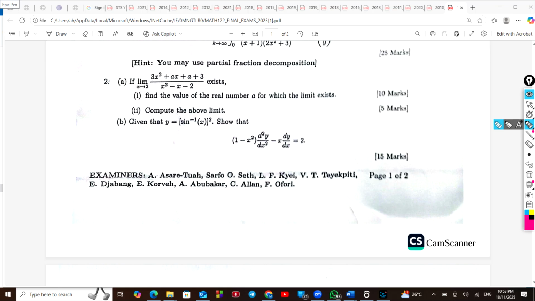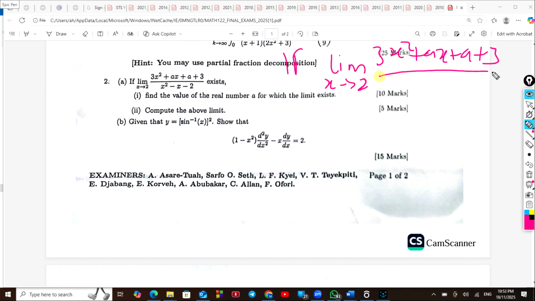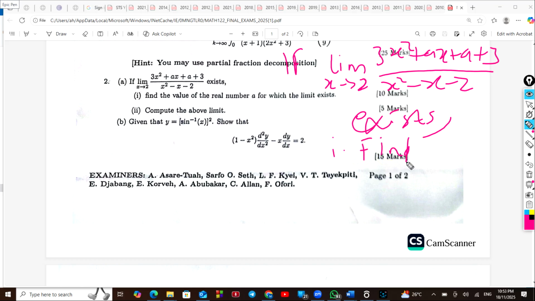The first part of the question reads, if the limit as x approaches 2 of 3x squared plus ax plus a plus 3 all over x squared minus x minus 2 exists, find the value of the real number a, and then compute the above limit.